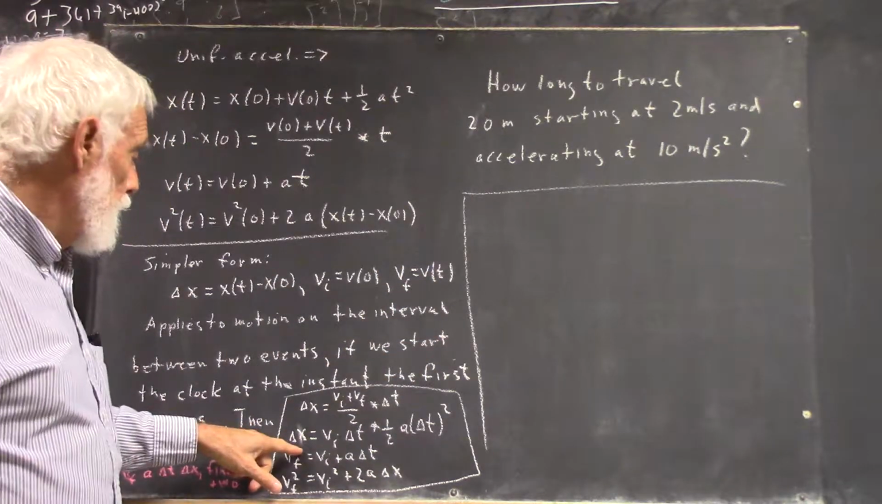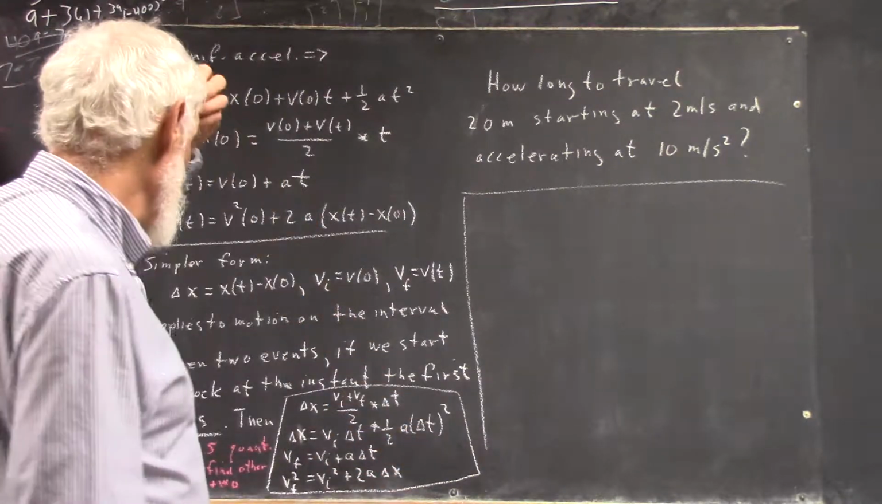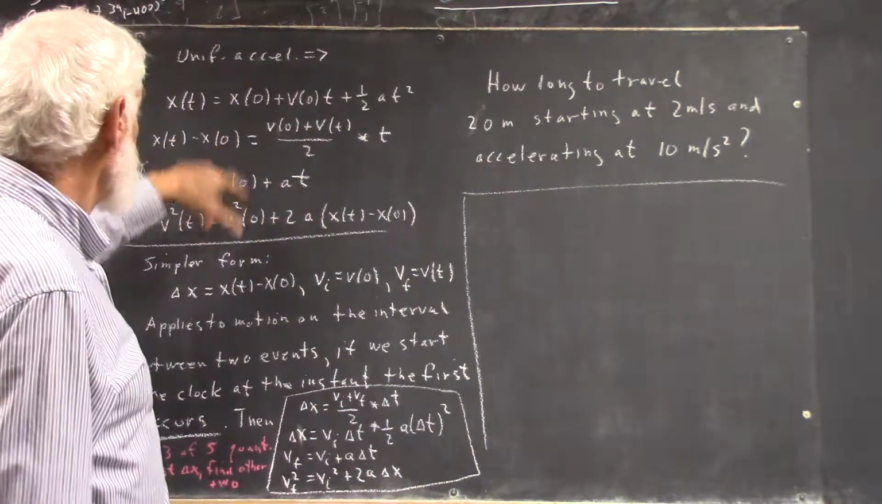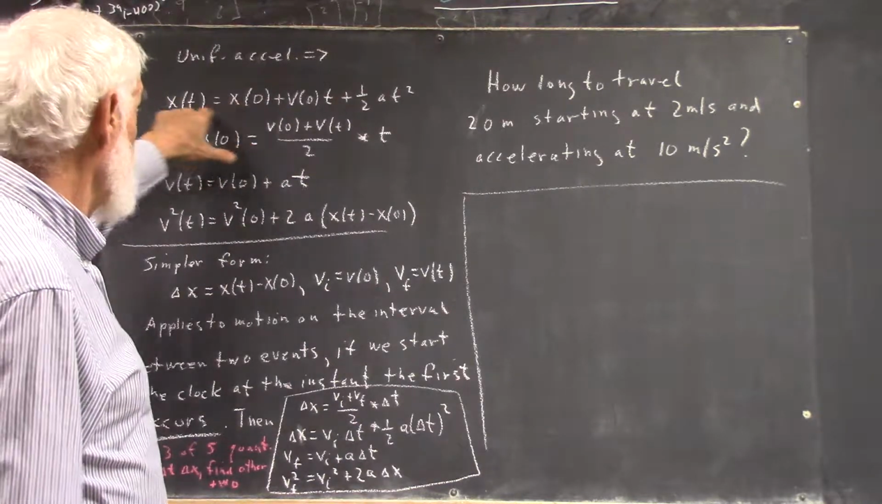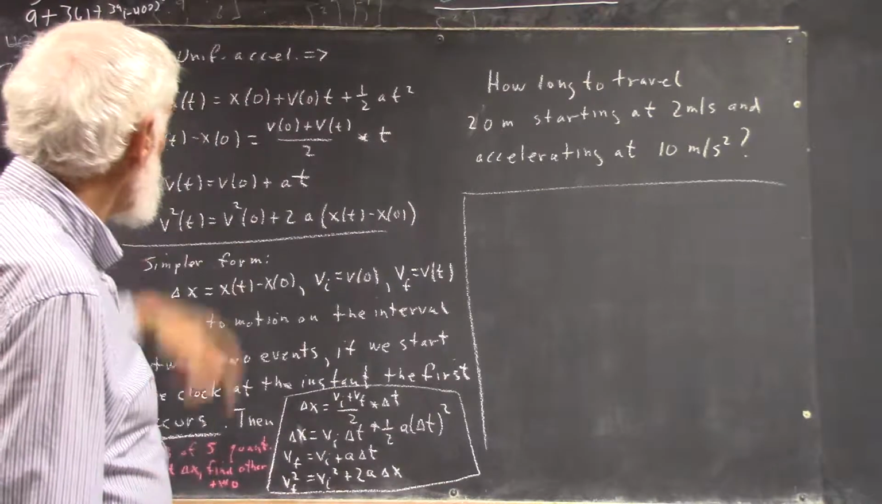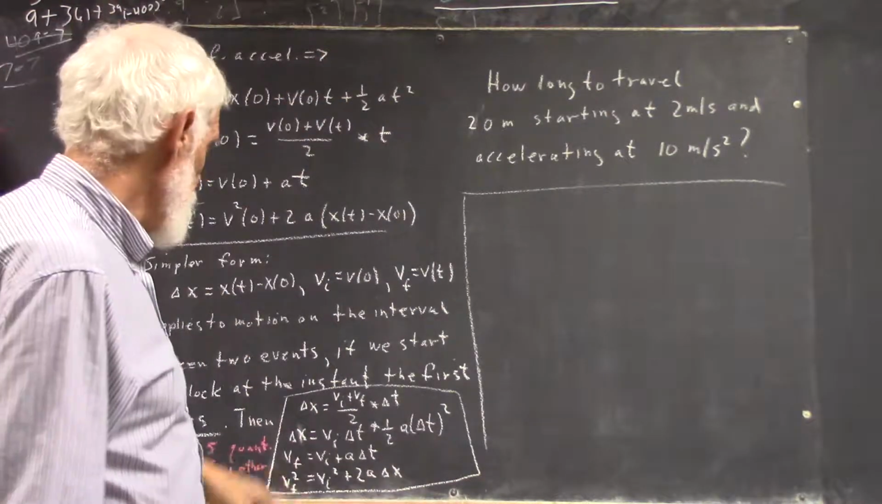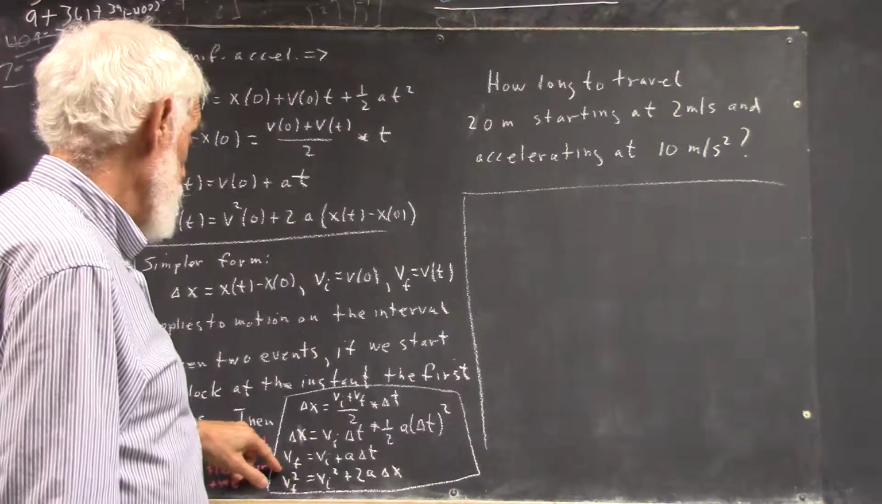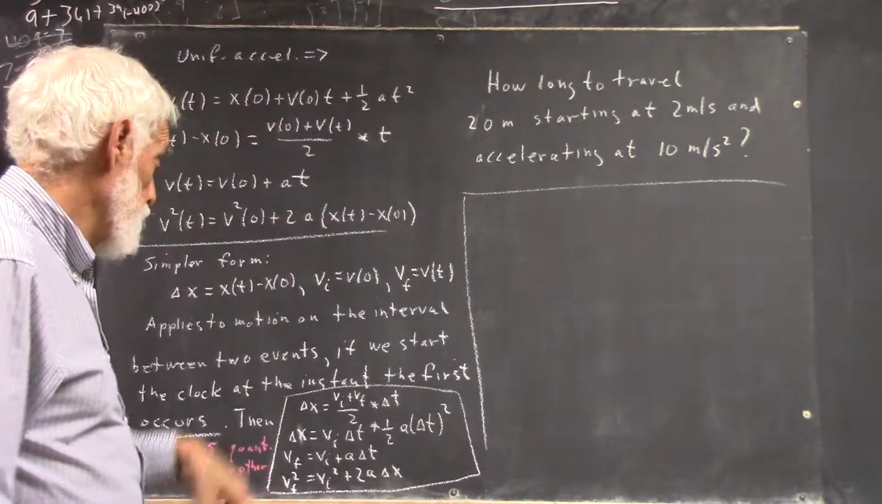Okay. Delta x equals vi delta t plus 1/2 a delta t squared, very much like this equation. We just subtract the x naught from the x of t. And vi is your v naught, and so forth. So it's really very easy to see how this relates to this.